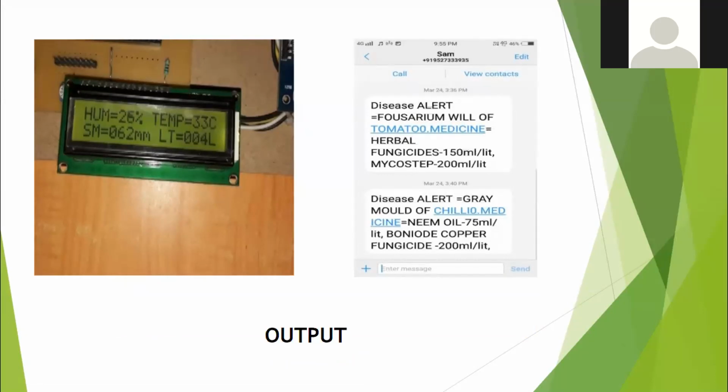The system helps to improve the yields of the crops and the overall production, since each parameter is sensed by separate sensors. PIC and other microcontrollers are used in various applications in agriculture. Thank you.